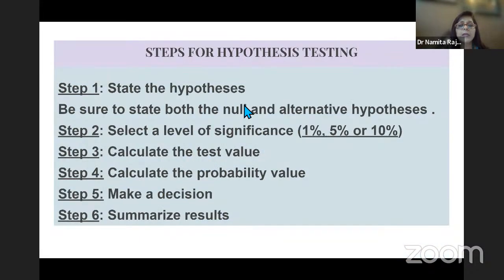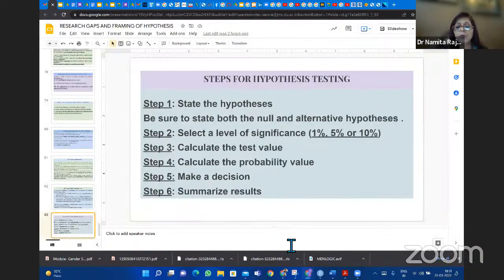These are the important steps. These are the following steps which are actually used for hypothesis testing. State the hypothesis. Be sure to state both the null as well as the alternative hypothesis. Select a level of significance, 1%, 5%, or 10%, depending upon your theory base, your context, and the factors. Calculate the test value. Calculate the probability value. Make a decision and summarize the results. This is how we move on to hypothesis testing.